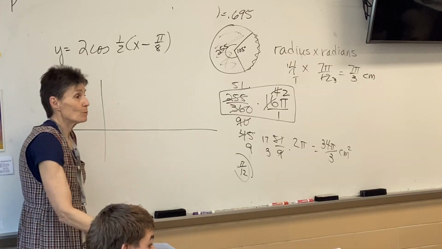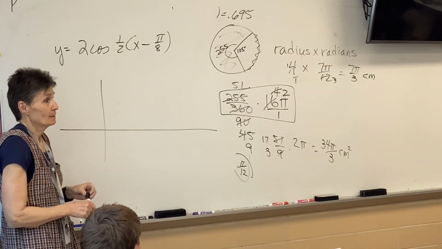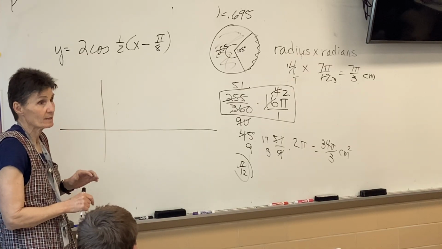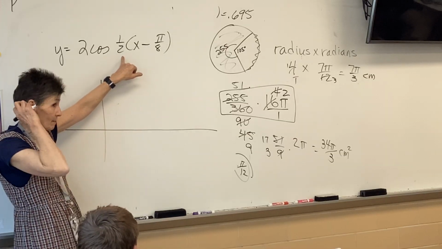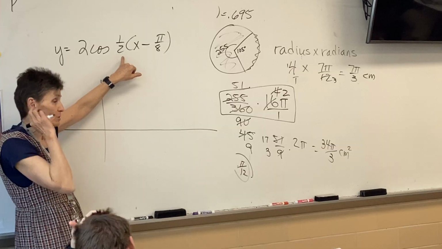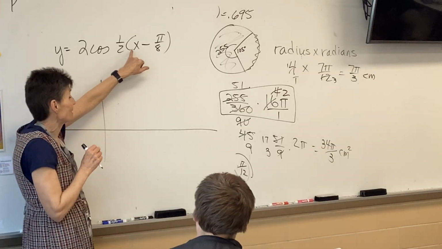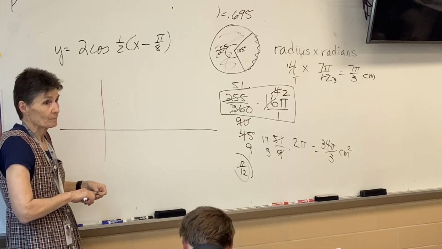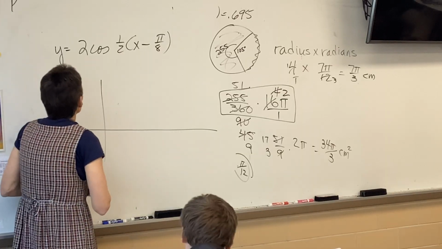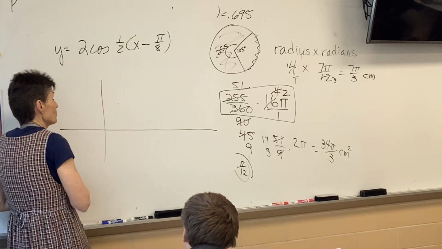Remember, you can't get your phase shift right. You can't graph unless that number is out of the parentheses. This one's already out, so I don't need to worry about it, but if it had been in here, I would need to pull it out before I started. Okay. I got a positive cosine.